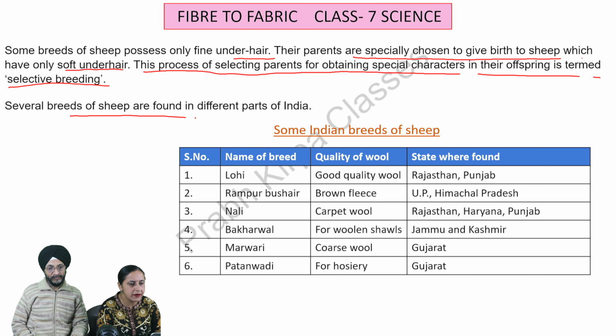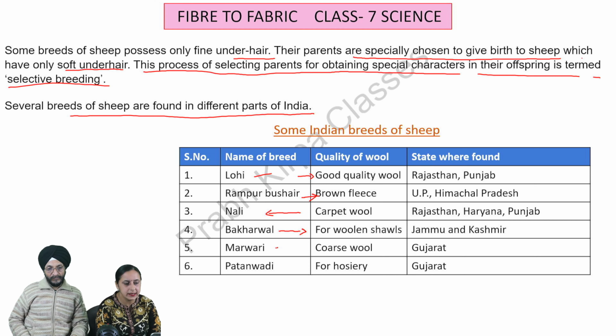Several breeds of sheep are found in different parts of India. Lohi breed, which is found in Rajasthan and Punjab, provides us good quality wool. Rampur Bushair breed provides us brown fleece. We get carpet wool from Nali breed, which is found in Punjab, Haryana, and Rajasthan. Bakkarwal breed found in J&K provides us wool for shawls. Marwari breed provides us coarse wool. Patanwadi breed, which is found in Gujarat, provides us wool for hosiery.